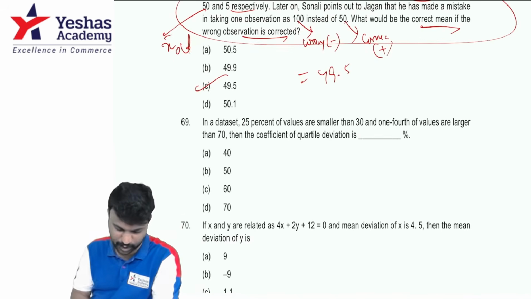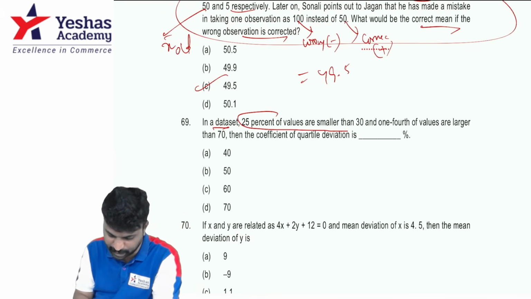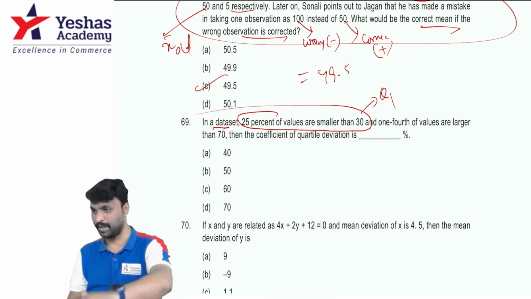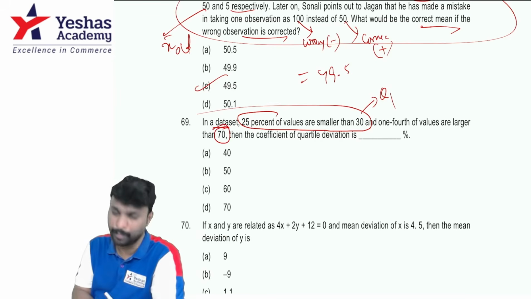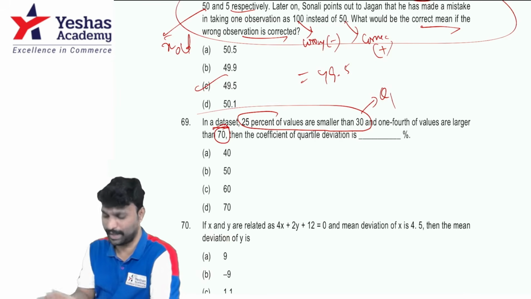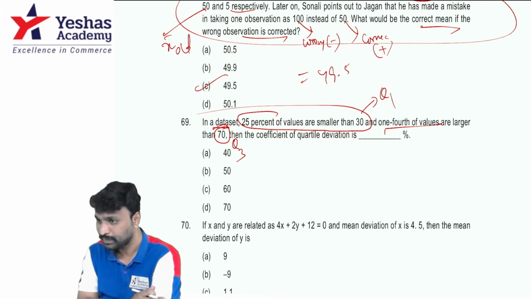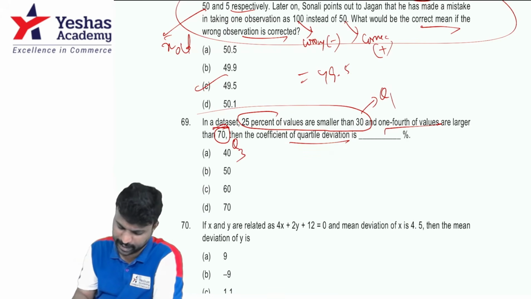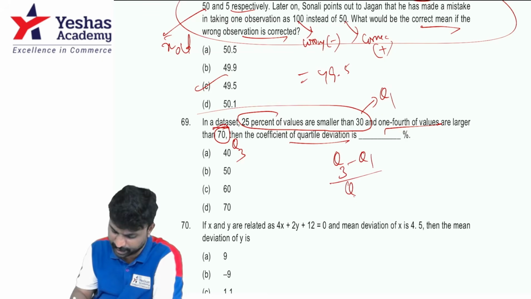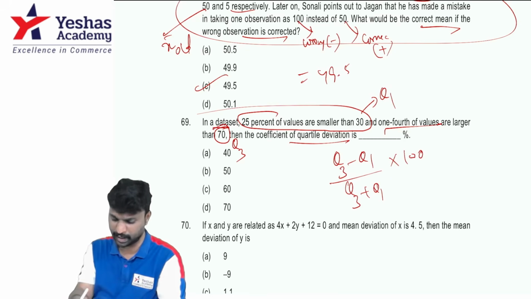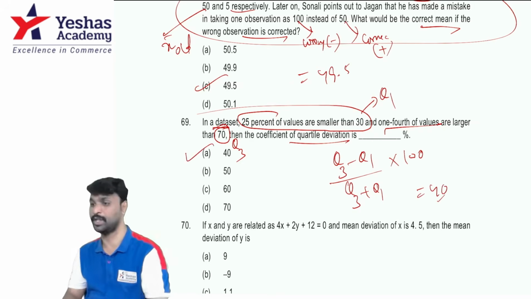So guys, moving on to the next question. The data said 25% of the values are smaller than 30. Guys, this is Q1. So 25% are less than the first quartile, and how many are more than the third quartile? 25%. One-fourth means 25% only. Definitely it has to be taken as Q3. Right, so they are asking us to find the coefficient of quartile deviation, which is Q3 minus Q1 divided by Q3 plus Q1, into 100. So what is Q3? It's 70. Minus Q1 is 30, divided by Q3 plus Q1 is 100, into 100. If you do, you get 40. So the coefficient of quartile deviation is 40.